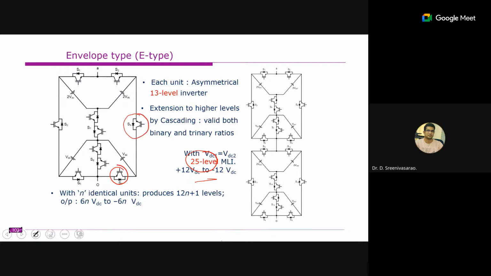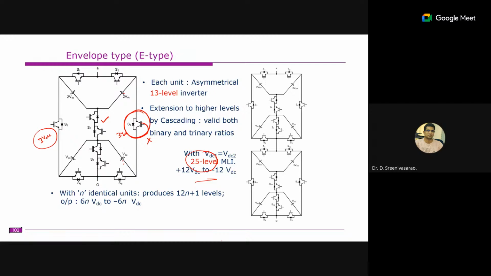For example, consider this switch. Can anyone tell what is the blocking voltage of this switch? How much voltage is that switch supposed to block at maximum? Let us assume this switch is off and that switch is on. You can see this DC source and this other DC source are in series. So this switch is supposed to block 3 VDC. Similarly, this switch is supposed to block 3 VDC.